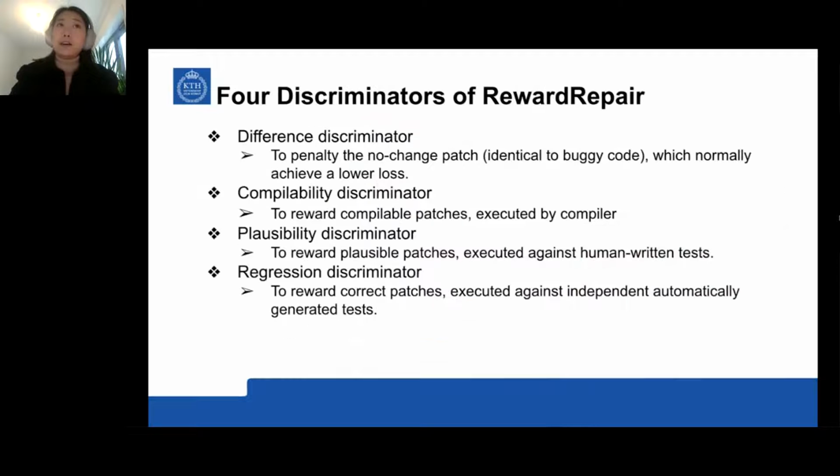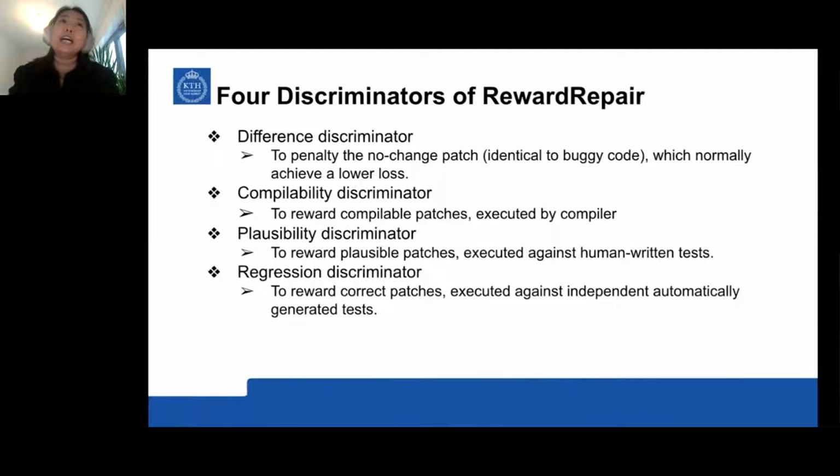So we design 4 discriminators here. The first is the difference discriminator. We decided on this because we found that the model can simply copy the buggy code as the output and still receive a very low loss value, because in the typical buggy and fixed pair there are only one or a few tokens, or even only one token, of difference. The other tokens around are still the same, so they can still achieve a good loss value. But that is something we want to penalize, and we also want to penalize non-compilable patches.